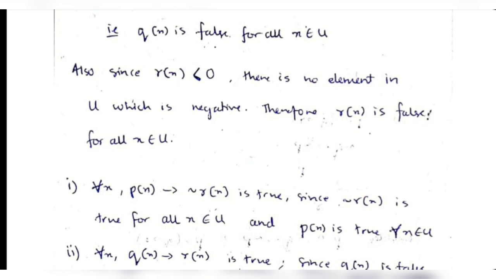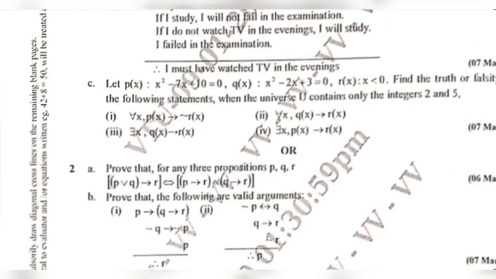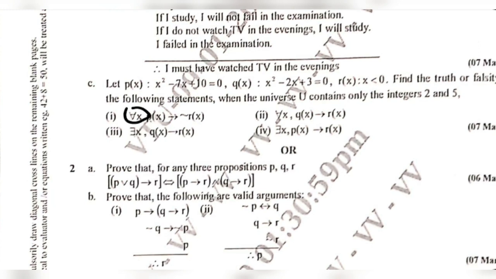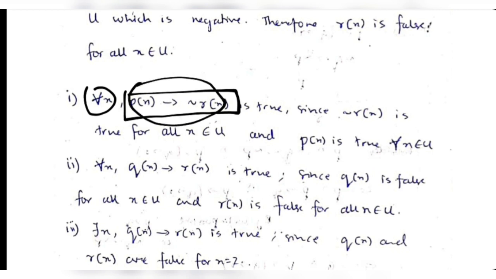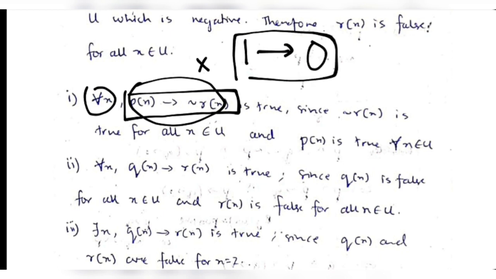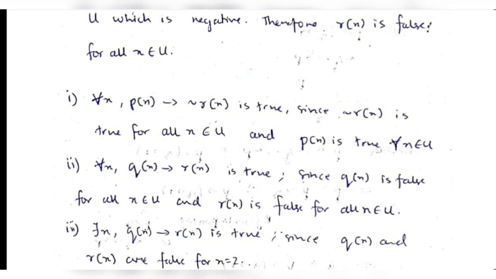Okay, then the first question which was given to us is this one: for all x, P of x conditional not R of x. So this is the conditional statement. Okay, in the previous question I have shown you that in the conditional statement this statement will be false only if the value of P is true and Q is false. At that time only it will be false. So let's see where P is true and Q is false. Okay, now instead of Q we have not R of x.